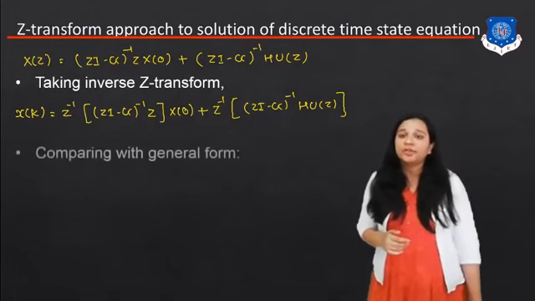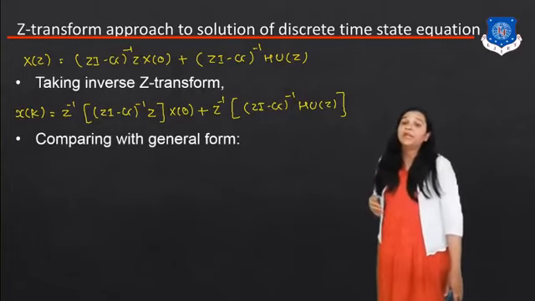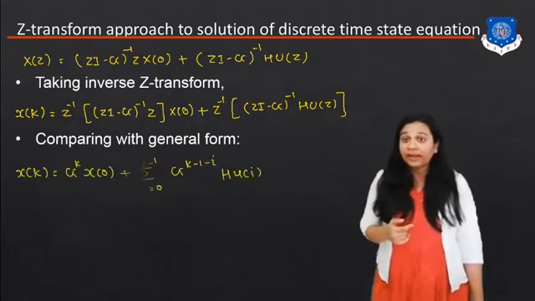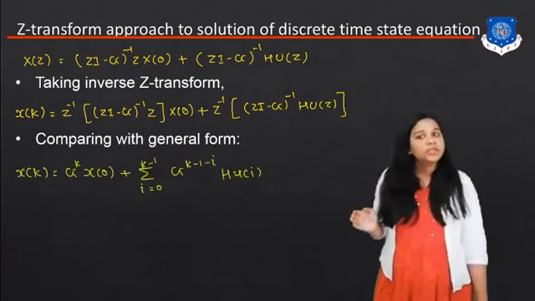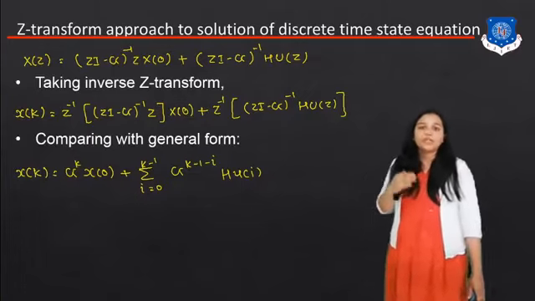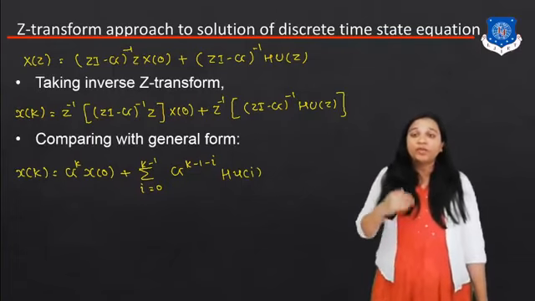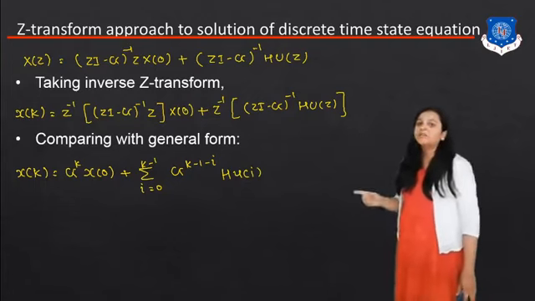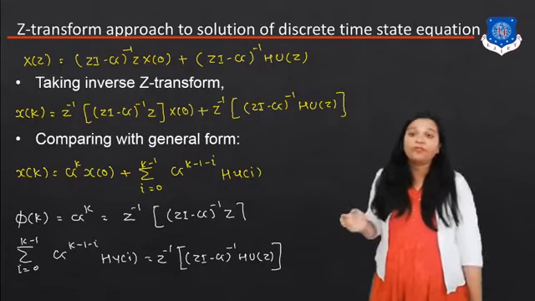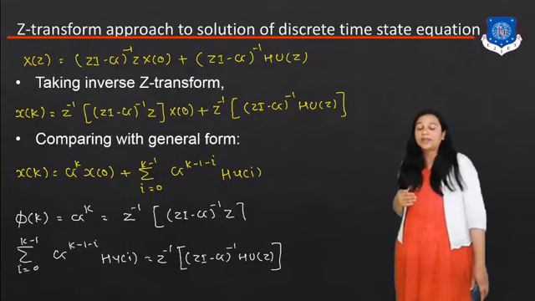Now what is the inverse z transform of (zI minus G) inverse times z? Simply we have to compare with the general form of the above equation. We get x of k is equal to G raised to k times x of 0 plus the summation from i equal to 0 to k minus 1 of G raised to k minus 1 minus i H u of i. We have to compare the last two equations. We get G raised to k is equal to phi of k, that is the state transition matrix. How can we find the state transition matrix?